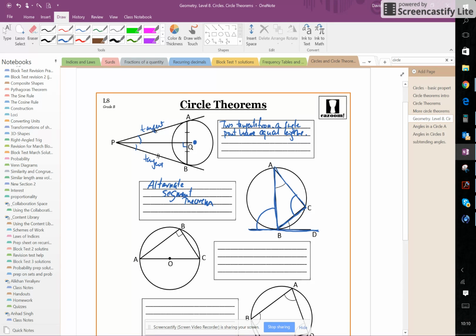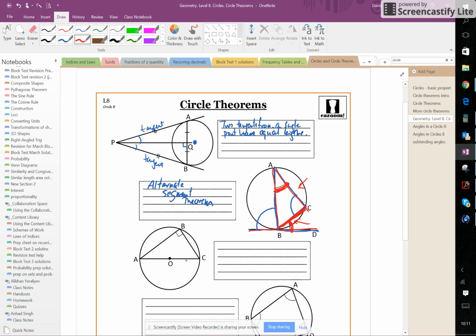If it's this chord that is meeting the tangent, then this chord creates this angle, and that angle is equal to the angle in the opposite segment. So this chord is creating two segments, this one here and this bigger one here, and this angle that's subtended from the chord is equal to the angle in the alternate segment, which is this one.